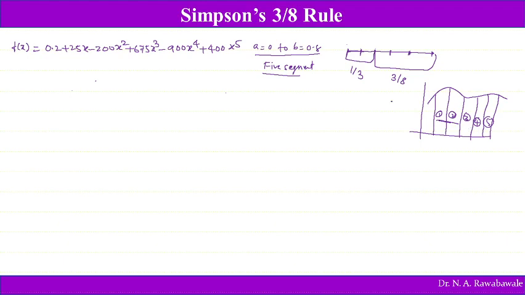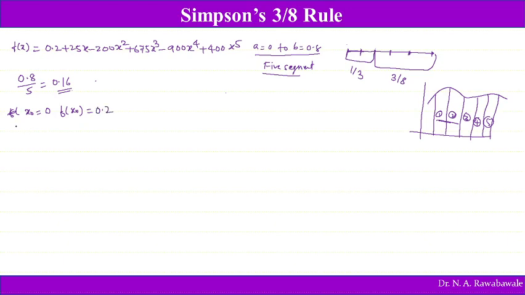Now here let us divide it into 5 segments. When we divide the h value of 0.8 into 5 segments, it works out to be 0.16. So each segment will be of width 0.16. Therefore, if we take x naught equal to 0, then f of x naught is going to be 0.2.